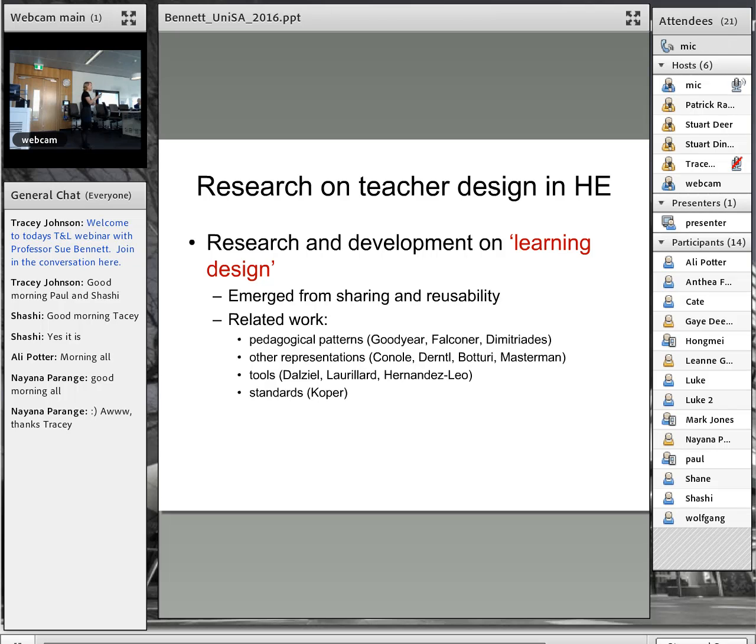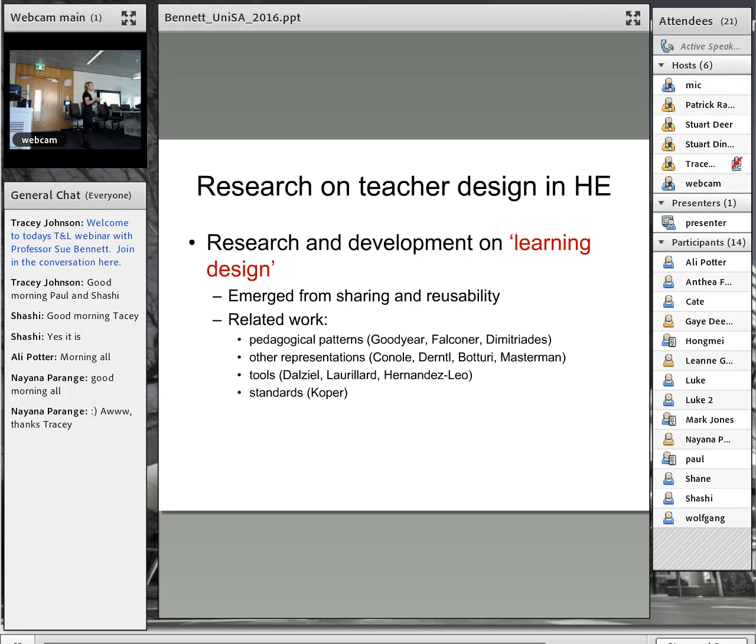There's work on what's called pedagogical patterns. This is, again, borrowed from a design discipline, architecture, that there can be these patterns that we can adapt and reuse in our own context. There's a range of other representations that people have used. So representation has been a big part of this area of research.